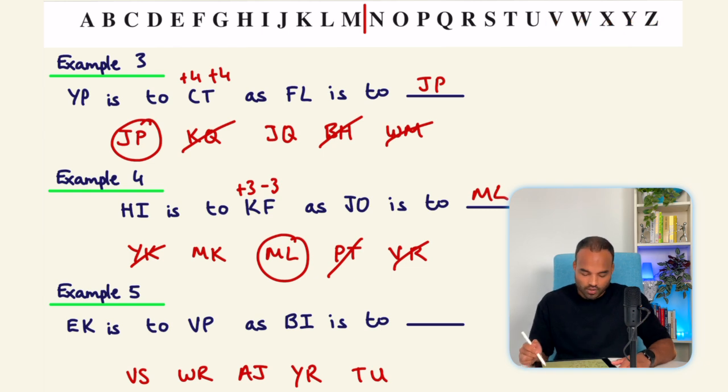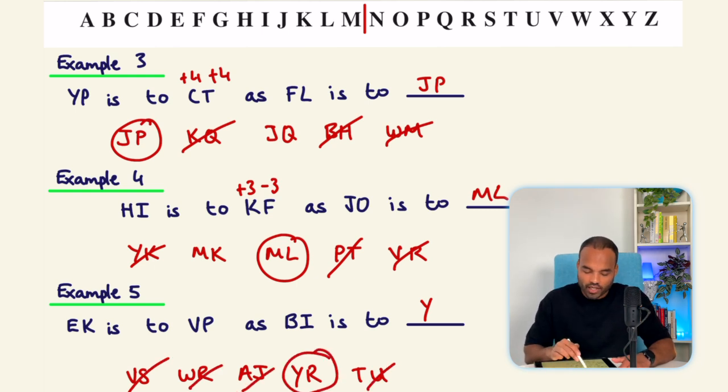Okay. What about K and P? Are they reflections? K is from the mirror line, 1, 2, 3 places back. And P is 1, 2, 3 places forward. So I'm pretty confident that this is going to be a mirror question. So let's reflect B and I. So B, 2 places forward. It's the opposite of Y. So we're looking for an answer option that begins with Y. And in fact, for this question, there is only one answer option that begins with Y. Right? YR.